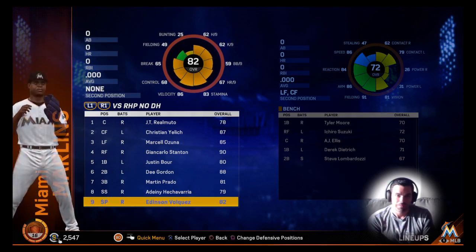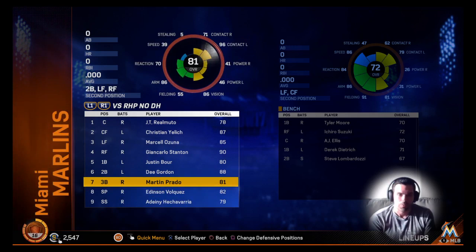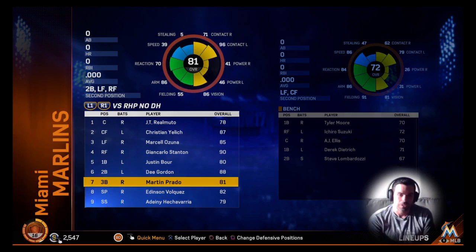And actually, really, I forgot to change that. The sabermetric lineup would actually look more like that, and I'll explain why in a second. So D. Gordon, again, the idea here is that you'd want him to steal so Martin Prado can drive him in. So that's the big difference there.